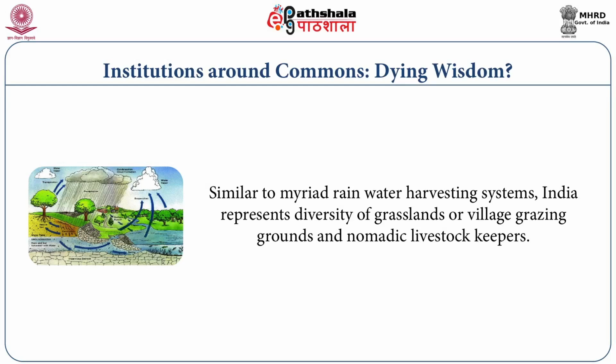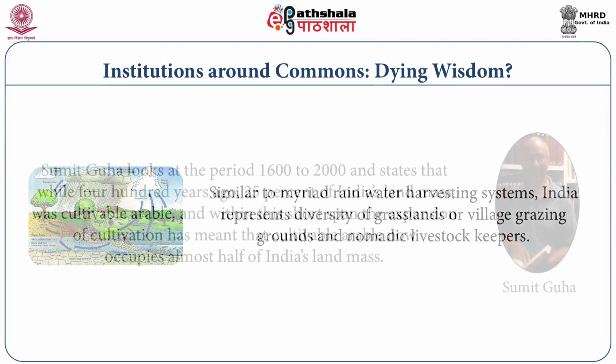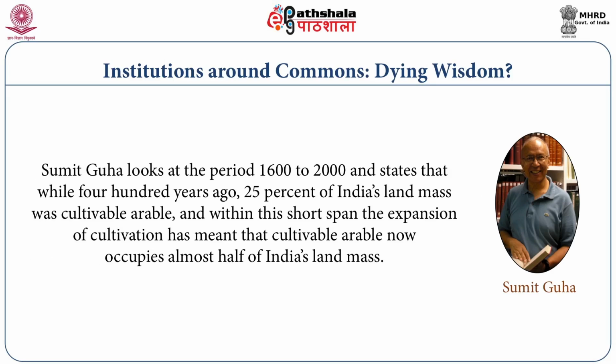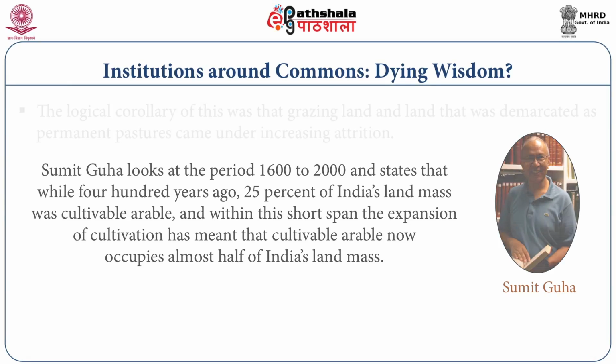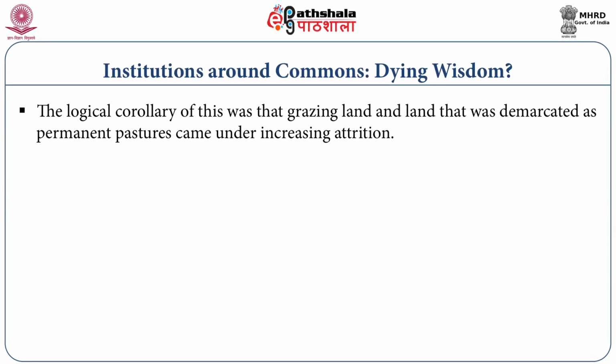Similar to myriad rainwater harvesting systems, India represents a diversity of grasslands or village grazing grounds and nomadic livestock keepers. Sumit Guha looks at the period 1600 to 2000 and states that while 400 years ago, 25% of India's landmass was cultivable arable, within this short span the expansion of cultivation has meant that cultivable arable now occupies almost half of India's landmass. The logical corollary of this was that grazing land and land that was demarcated as permanent pastures came under increasing attrition.